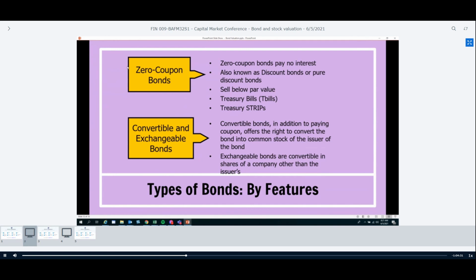Now, what are exchangeable bonds? They are convertible into shares of a company other than the issuer. So meaning, they can be converted into common shares of another company. So it really depends on the covenant or the agreement upon signing the bond agreement.